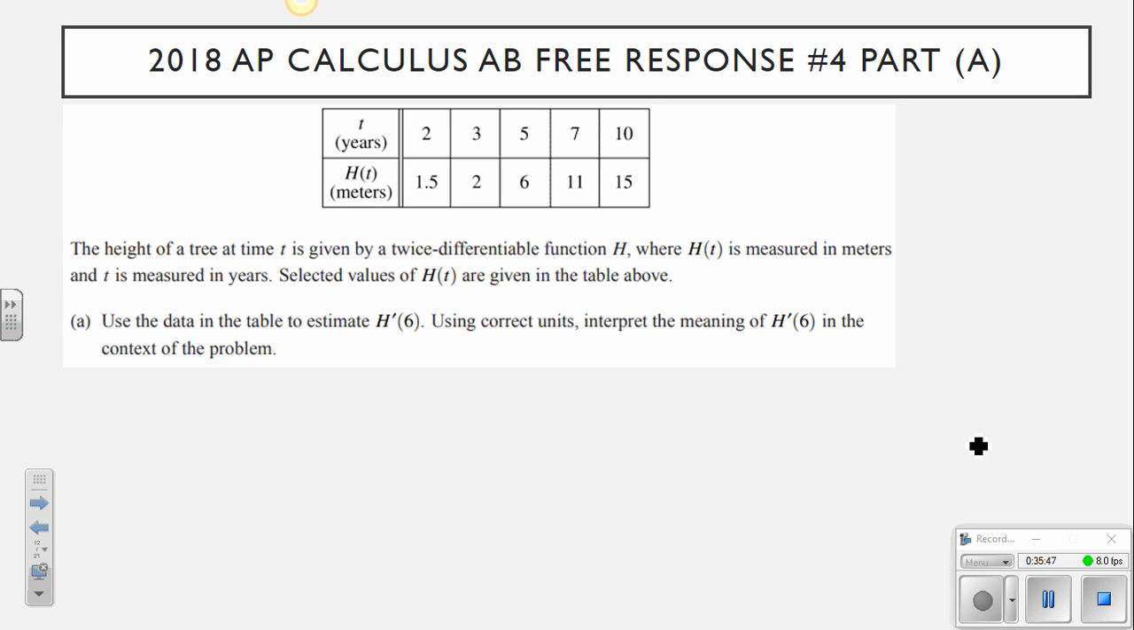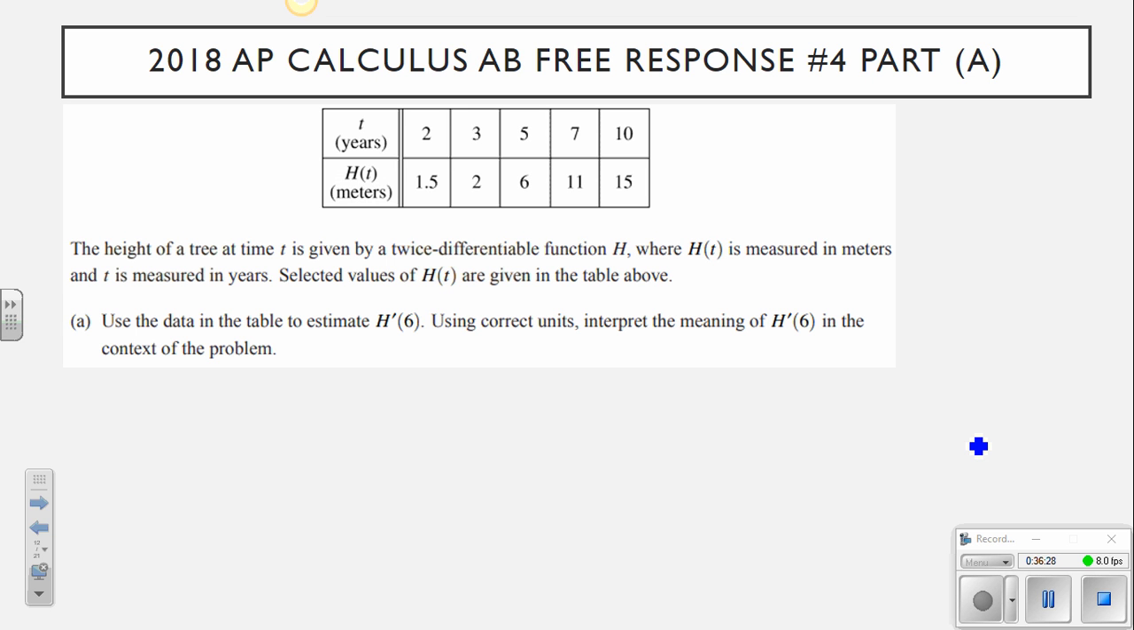What is it asking you to do here? Use the table to estimate h prime of 6. Then what does it want you to do? Interpret it, using correct units. What does it mean? You can do this piece of the problem. Out of 9 points on every free response you can earn, this one was 2 points. You get 2 out of 9 if you can do slope and interpret. Yay! That should make you feel good. You only need to average 5 points to make a 4 per free response. You average 6 points, you're making a 5.